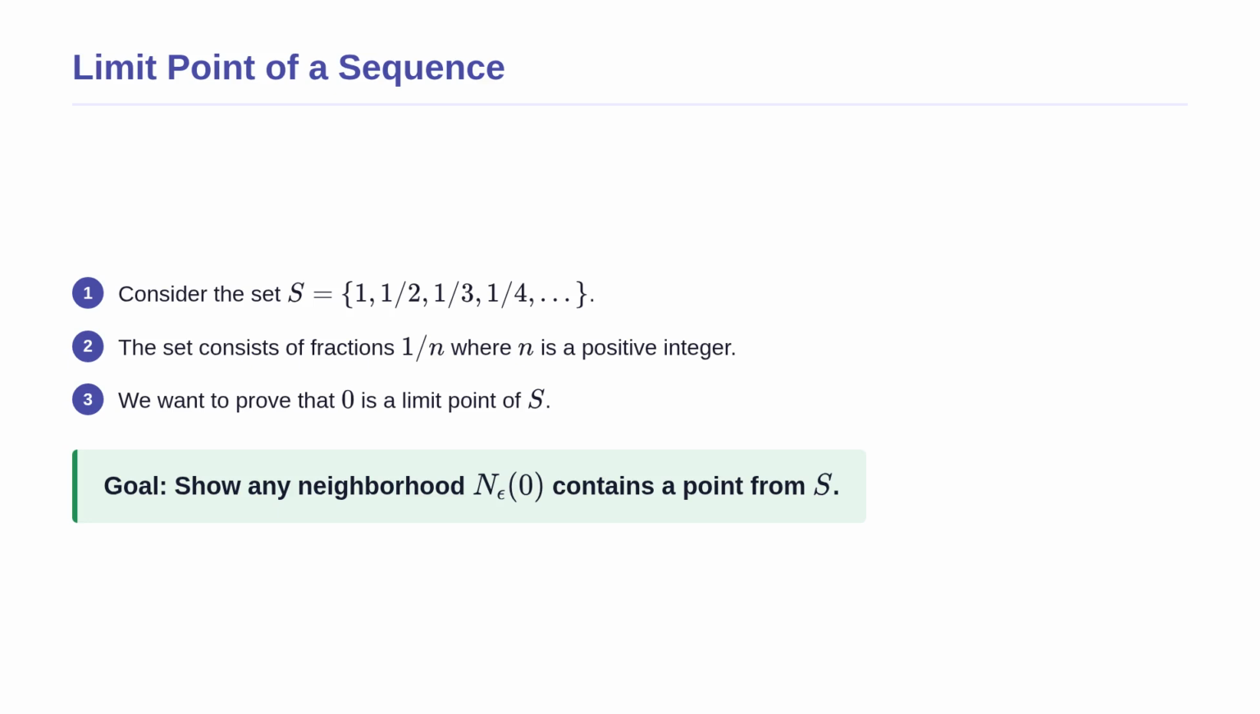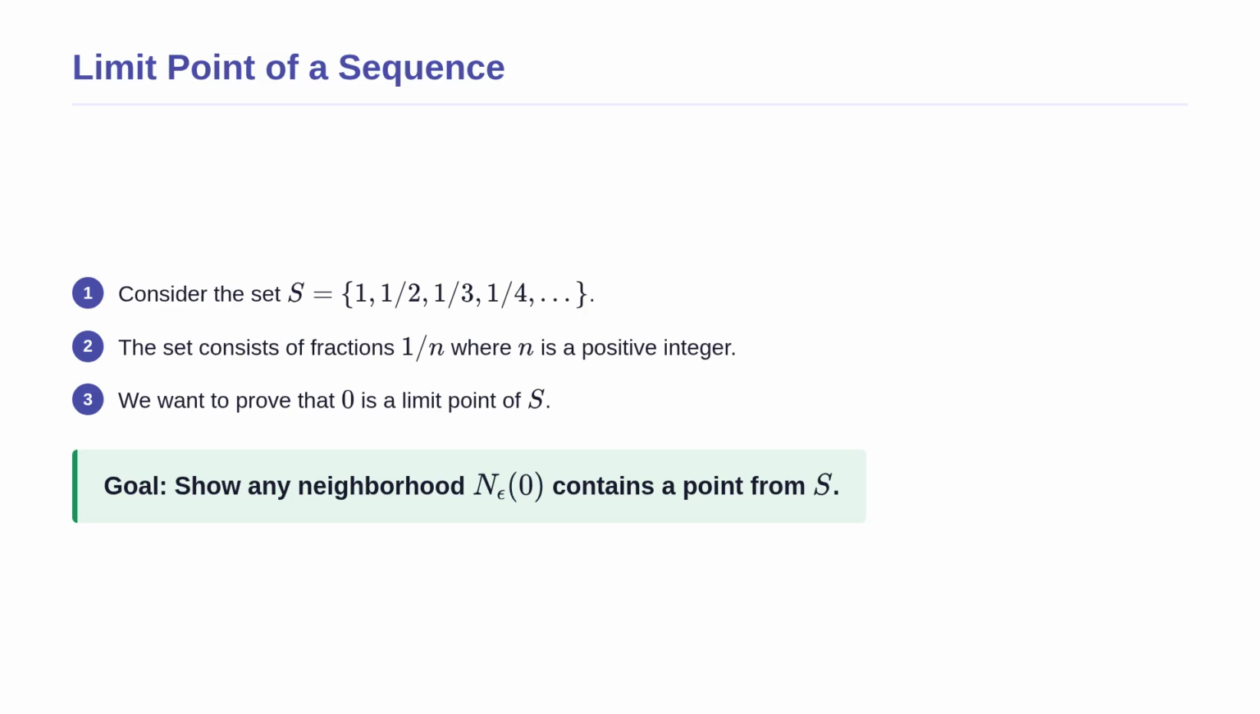Now that we have a visual understanding, let us apply the formula to a classic example. Consider the set S containing 1, 1/2, 1/3, and so on. These are fractions of the form 1 over n, where n is a positive integer. We want to prove that 0 is a limit point of this set.